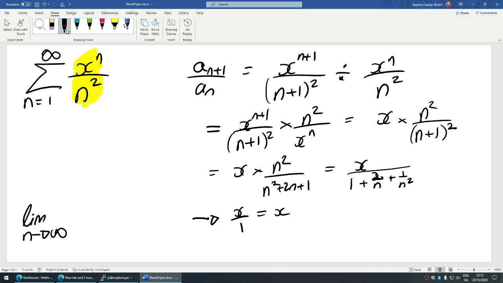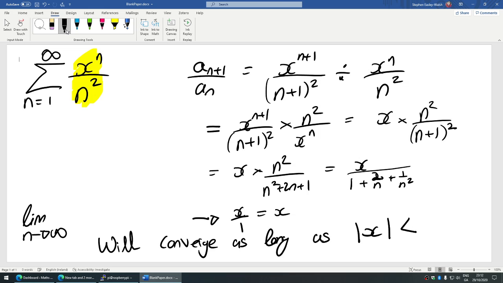So I think for the ratio test here, we need the absolute value of this to be less than 1. So we can say it will converge as long as the absolute value of x is less than 1. Otherwise, it will diverge.